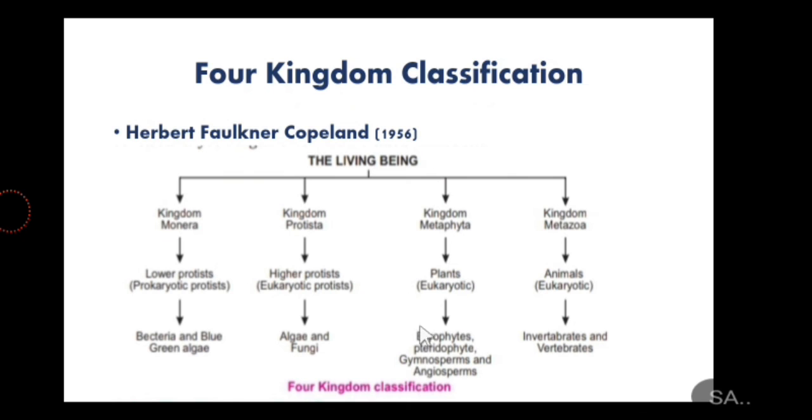The other kingdom is kingdom Metaphyta, that includes multicellular eukaryotic plants. And as you know, all the multicellular eukaryotic plants are bryophytes, pteridophytes, gymnosperms, and angiosperms. The fourth kingdom was kingdom Metazoa, and this includes all the eukaryotic multicellular animals. So the invertebrates and vertebrates are the examples of the organisms that were included in kingdom Metazoa.